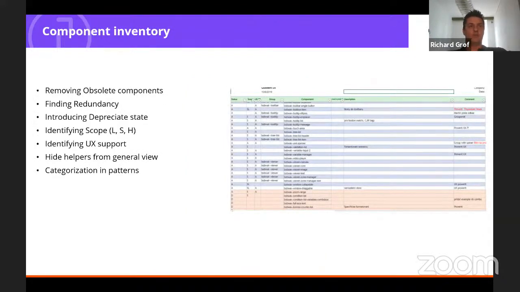Another activity we did was a component inventory. We had to declutter our library because we cannot afford to remove unwanted components or variants from the library for legacy reasons. So we removed obsolete components. We identified some scope for the components, like layout specific or helper. We try to hide helpers from the general view, only for the developers, and we categorize them in the pattern. And we also introduced a deprecated state, which was the way we can gradually remove a component, because we cannot afford to obsolete it straight away.